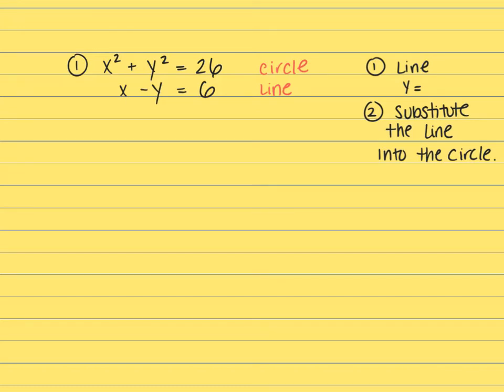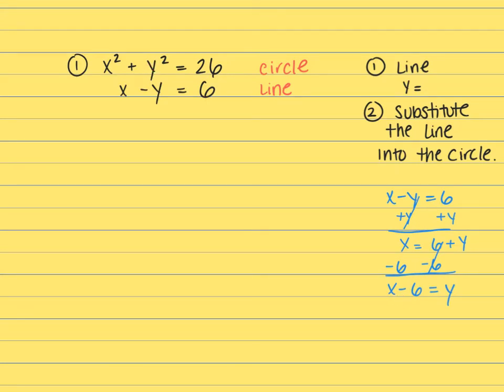Let's take this x minus y equals 6 and let's solve it. So I'm going to do that on the side over here in blue. So x minus y equals 6. I notice that the y is negative, so I'm actually going to add the y to both sides so that I can make it positive. So I have x equals 6 plus y. Then I'm going to move the 6 over. So I have x minus 6 is equal to y. And that is my line. So now I'm going to take this line, x minus 6, and plug it into the y for my circle.